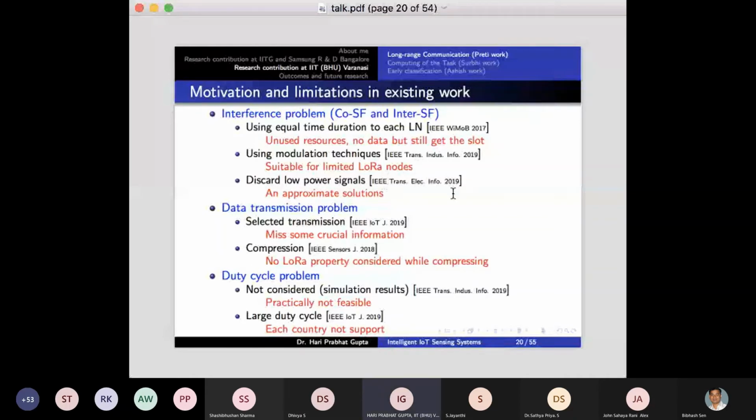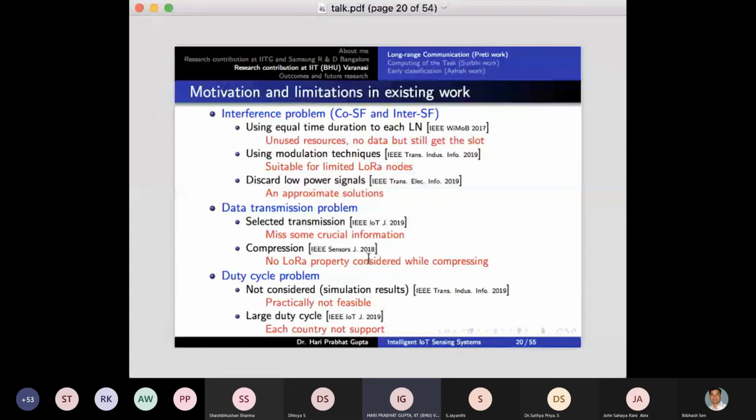The 2019 work has one interesting paper. What they are doing is discarding the low power signals. That means if two devices use SF 7 virtual channels at the LoRa gateway, they consider one node with high energy and another node with low signal power, and they discard the packets of the weak one, assuming it is not useful. In the 2019 IEEE IoT Journal paper, they transmit selected data and not the entire data. But of course, this is also not a perfect solution.